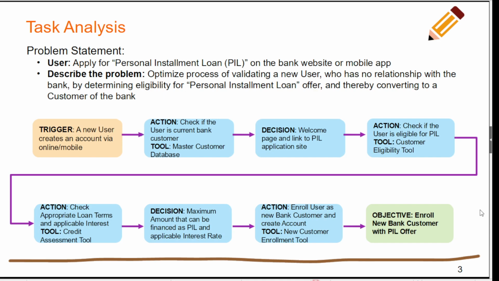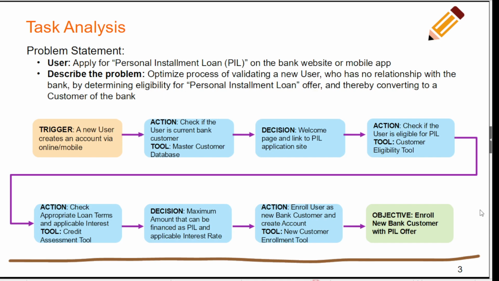The problem statement for the task analysis is about the user applying for a personal installment loan on the bank website or mobile application. Here, we will optimize the process of validating a new user who has no relationship with the bank by determining eligibility for a personal installment loan offer and thereby converting to a customer of the bank. Let's walk through this whole flow.